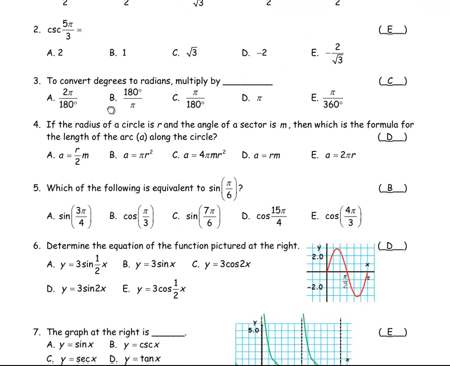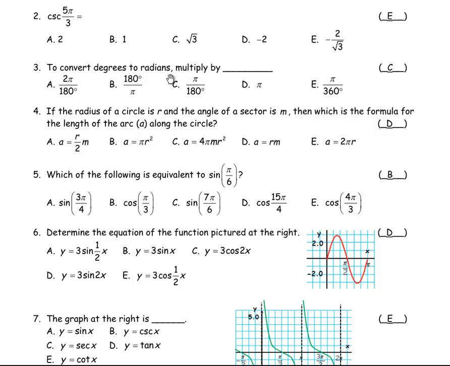For question number 3, to convert degrees to radians, you multiply by pi over 180. To go in the opposite direction, you would multiply by 180 over pi. So that's why C is the correct answer for number 3. For number 4, if the radius of a circle is r and the angle of a sector is m, you're asked which of the following is the arc length formula. So arc length, if we call A the arc length, it's the product of the radius and the size of the angle in radians. So A equals rm, and D is the correct answer for number 4.